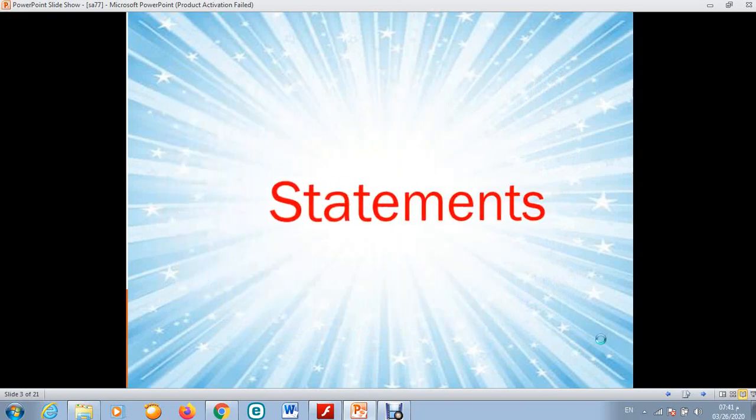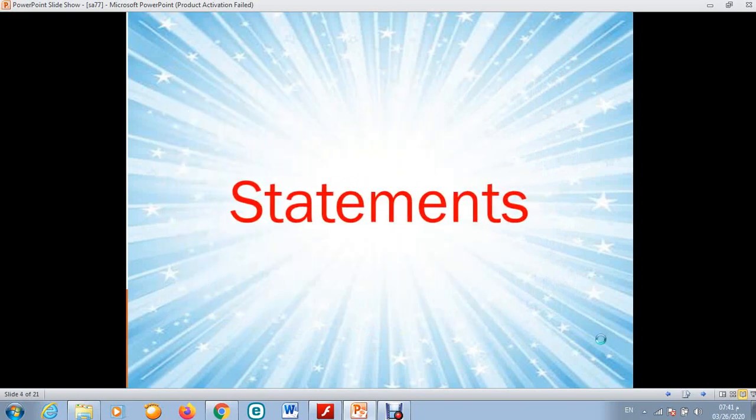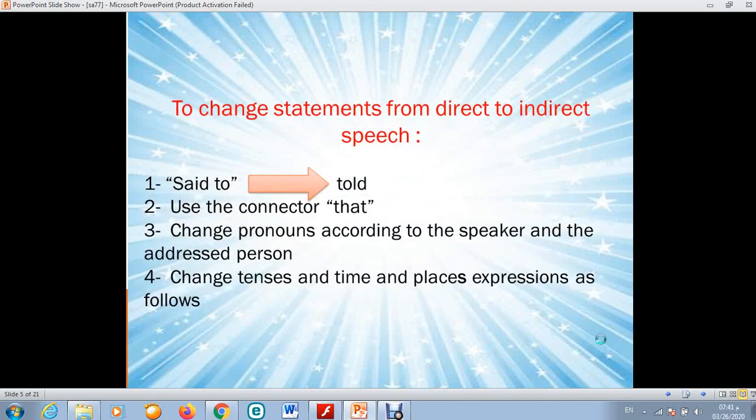Of course, there are so many types of sentences that we are going to study how to change them from direct to indirect speech. And now we will start with statements. To change statements from direct to indirect speech, we should follow the following steps. The first step is to change said to into told. Said to becomes told. Then we use the connector that.